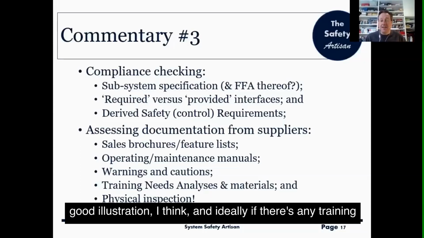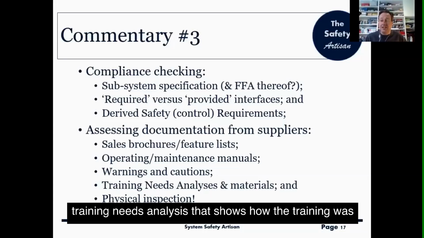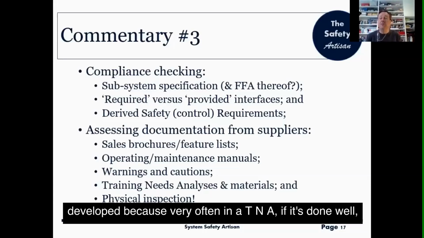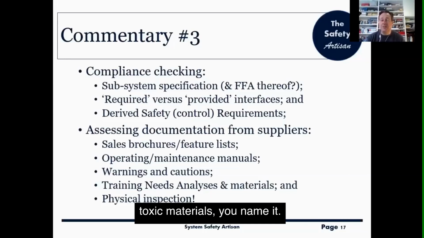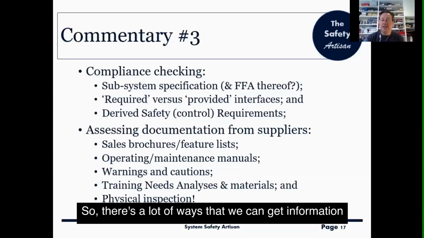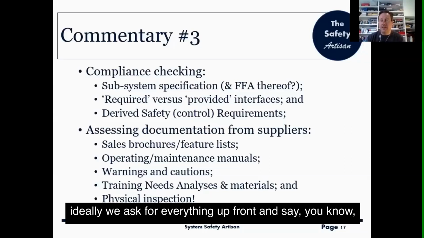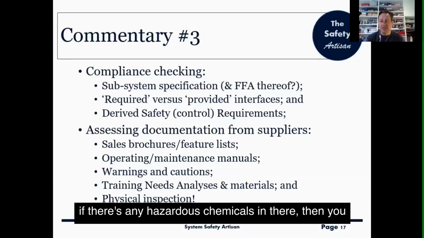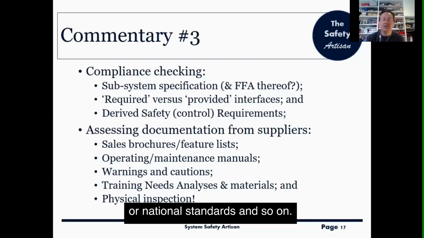And ideally, if there are any training materials associated with the piece of kit, is there a training needs analysis that shows how the training was developed? Because very often in a TNA, if it's done well, there's lots of good information in there. Fire hazards, flammable materials, toxic materials, you name it. So there's a lot of ways that we can get information about a subsystem. Ideally, we ask for everything up front. We say, if there are any hazardous chemicals in there, then you must provide the hazard sheets and the hazard data in accordance with international or national standards and so on.